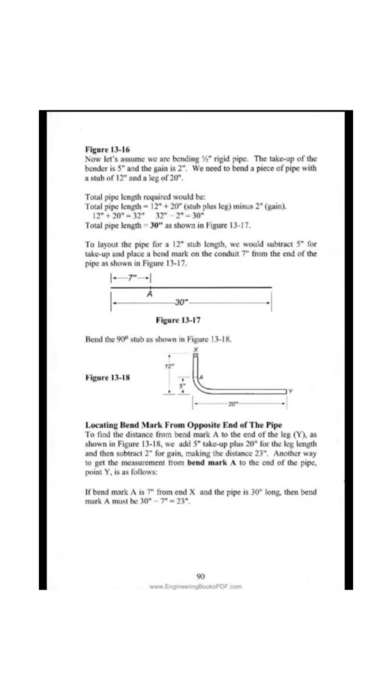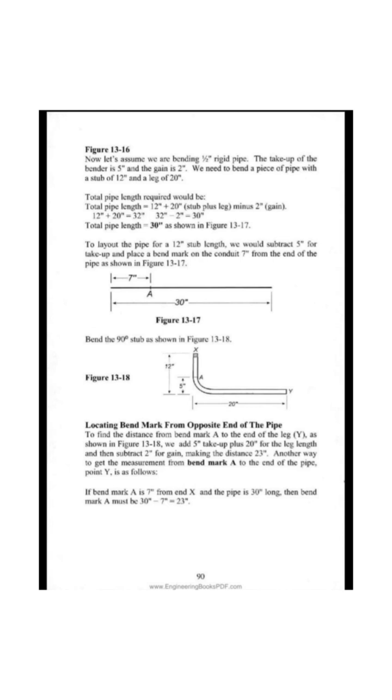Locating bend mark from opposite end of the pipe. To find the distance from bend mark A to the end of the leg, Y, as shown in figure 13-18, we add 5 inches take-up plus 20 inches for the leg length and then subtract 2 inches for gain, making the distance 23.